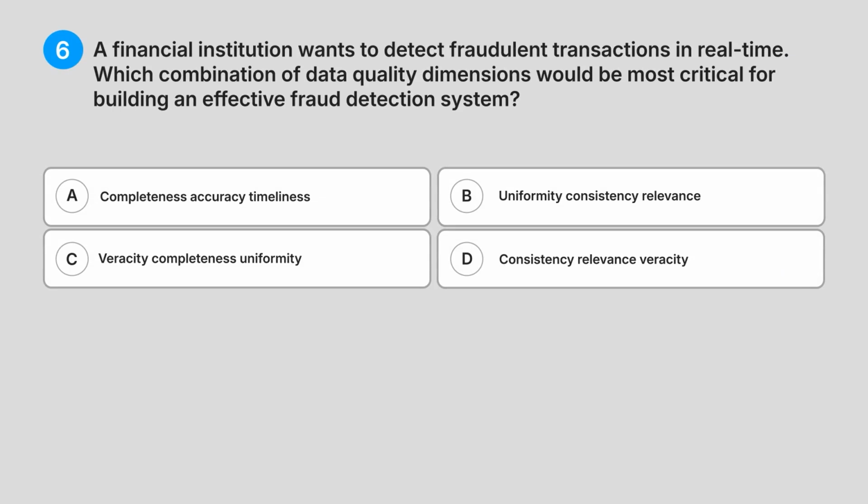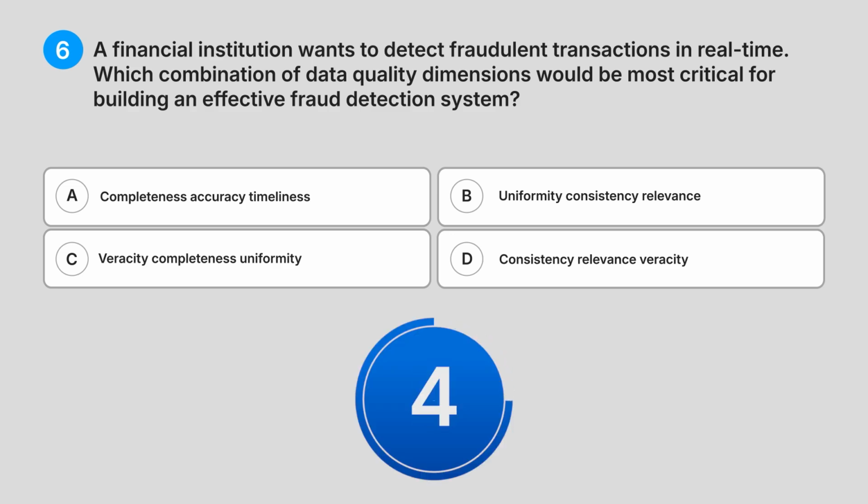6. A financial institution wants to detect fraudulent transactions in real time. Which combination of data quality dimensions would be most critical for building an effective fraud detection system? A. Completeness, accuracy, timeliness. B. Uniformity, consistency, relevance. C. Veracity, completeness, uniformity. D. Consistency, relevance, veracity. Do you know the answer?